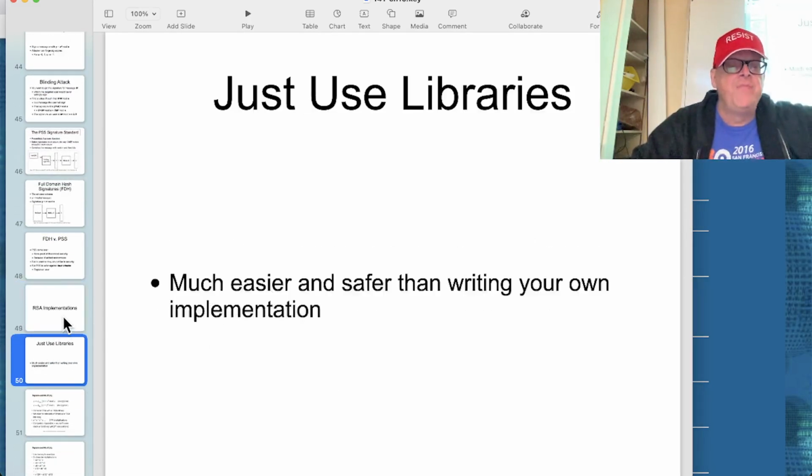So in implementation, just of course use libraries. Never write your own code except as like a coding exercise. Don't trust any encryption code you write yourself. You should just use standard libraries. That's always the best move.